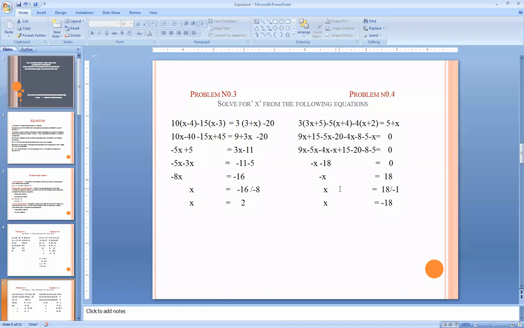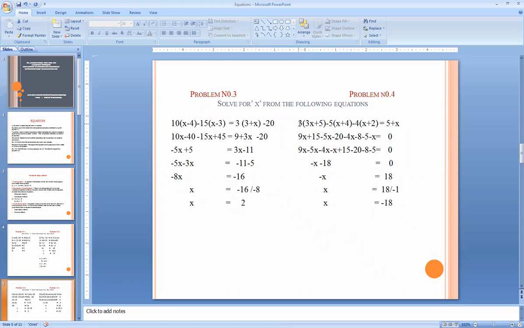See, in the case of the fourth question, 3 into (3x plus 5) minus 5 into (x plus 4) minus 4 into (x plus 2) equals, on the right hand side they have given only 5 plus x. Let us go for removing the brackets. Don't combine all these values together. Be careful. This is one question, problem 3. This is one question. You should write separately.